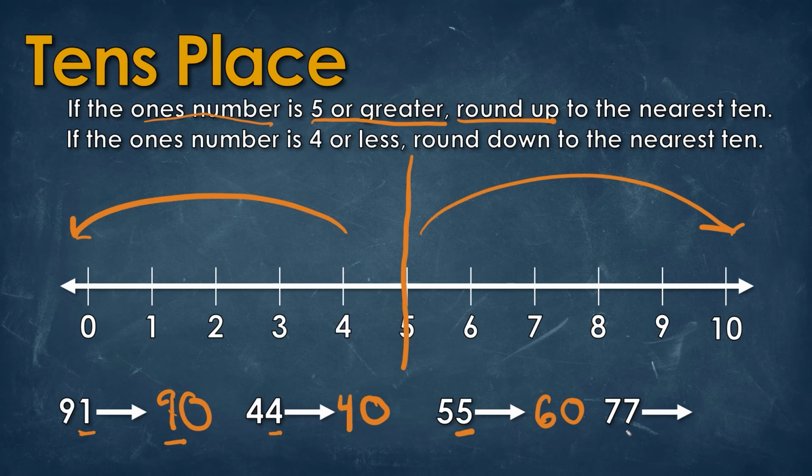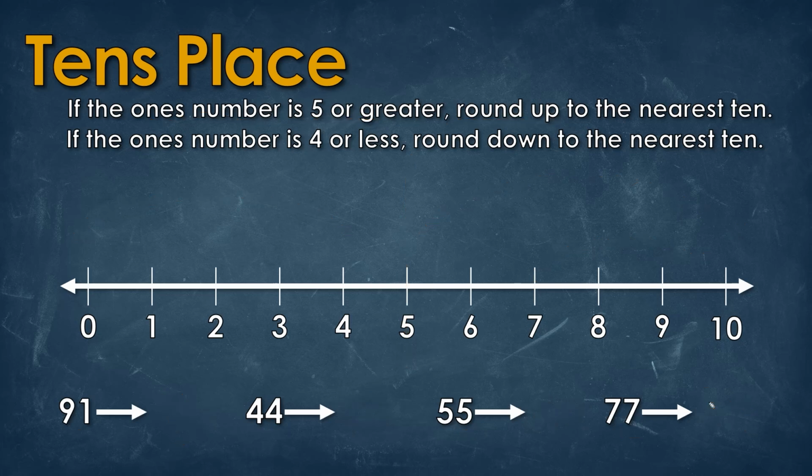Okay, now let's try this one. This one, we have the 7 for the ones value, which is here. Well, that's greater than 5, so I know I'm going to round up. So I put the 0 for the ones value. And for the tens value, I'm going to round upward. So what's the next tens value from 70? It would be 80. Okay, all right, let's try a couple more examples here.